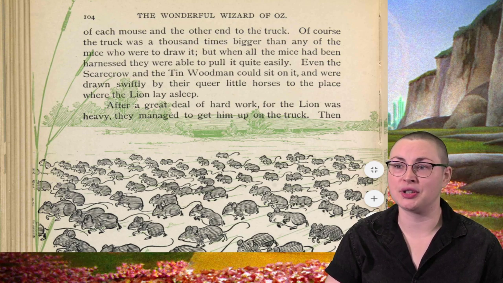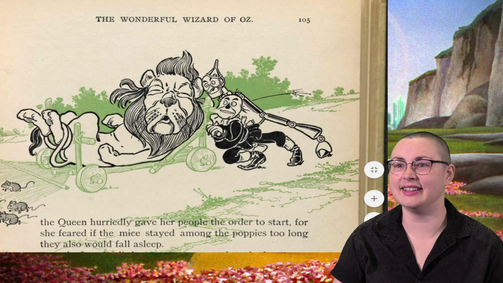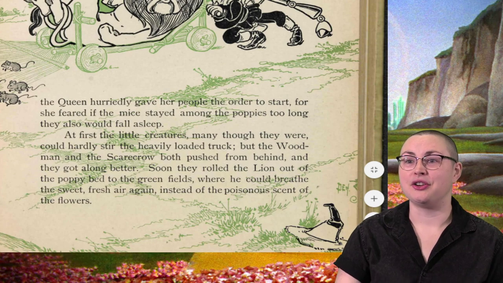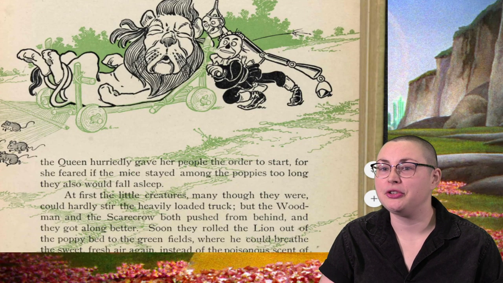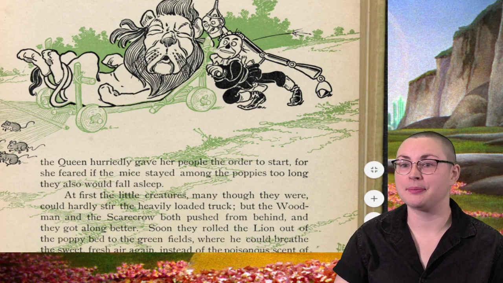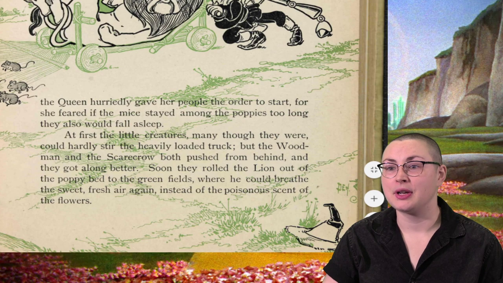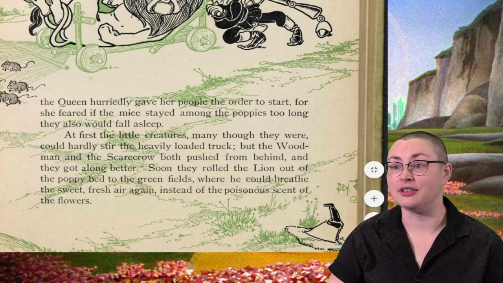After a great deal of hard work, for the lion was heavy, they managed to get him on the truck. Then the queen hurriedly gave her people the order to start, for she feared if the mice stayed among the poppies too long, they also would fall asleep. At first the little creatures, many though they were, could hardly stir the heavily loaded truck, but the woodman and Scarecrow both pushed from behind, and they got along better. Soon they rolled the lion out of the poppy bed to the green fields, where they could breathe the sweet, fresh air again instead of the poisonous scent of flowers.